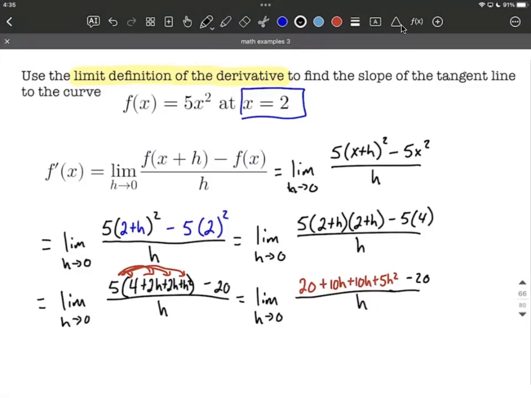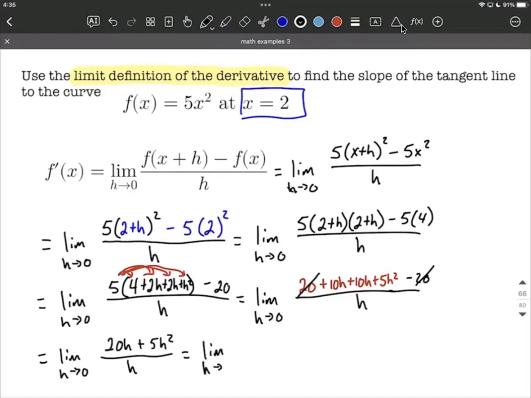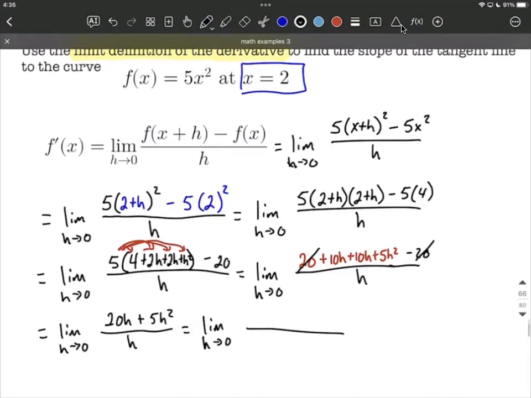At this point, we can start combining like terms. We can't plug in 0 for h yet, but we have positive 20 and minus 20. Those will combine together and make 0. Other things that we can combine together in that numerator include the 10h plus 10h makes 20h's. We'll bring along the 5h squared and the h in the denominator. We are almost to the point that we are allowed to plug in 0 for h, but because we still have an h in the denominator, we're running into this problem where we can't put a 0 in our denominator.